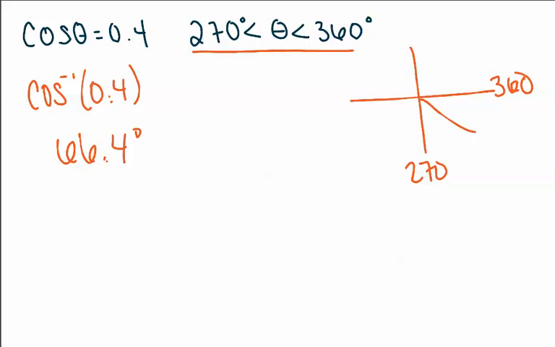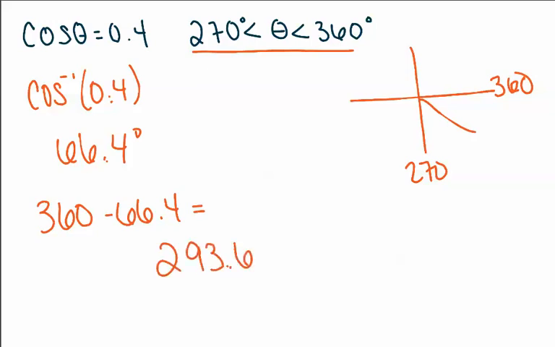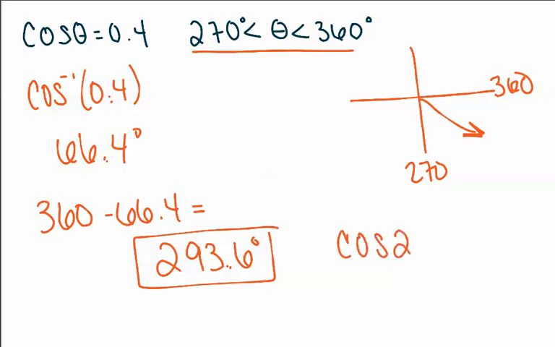So if we go back to how we find reference angles, what we're going to do is take 360 minus that 66.4, and that's going to give me 293.6 degrees. So 293.6 degrees is definitely here in quadrant 4. If you wanted to check yourself, you could type into your calculator the cosine of 293.6, and you're going to see that you're going to come very, very close to 0.4.